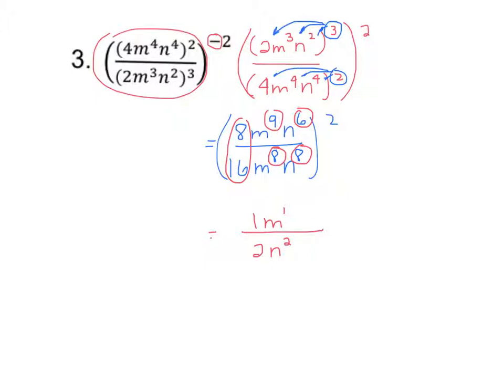Now notice that's n to the positive 2. That's because I did the 8, which is in the denominator, on the n in the denominator, minus the 6. And so my answer ends up in the denominator.